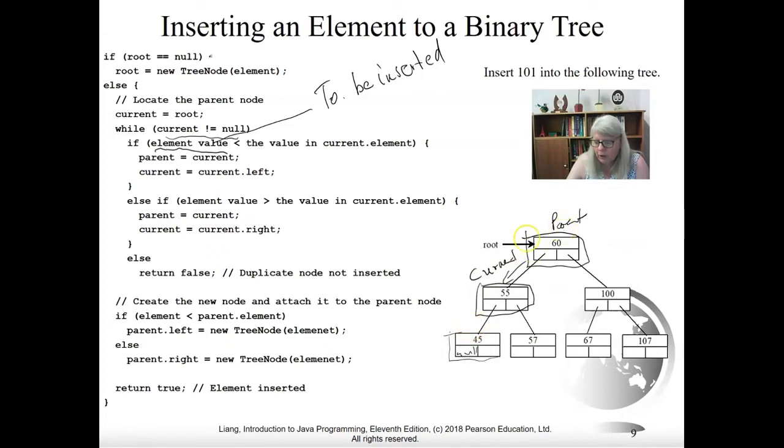Now current will be null after I found the place for the element, and parent will be the place where I really want to insert it. So if element is smaller than the parent, create a new left node for this element, else create a new right node. Now, as I said, this book does something really nice. It tells you it will follow the code to insert 101. So let's follow that.